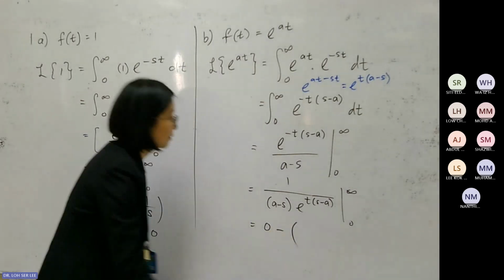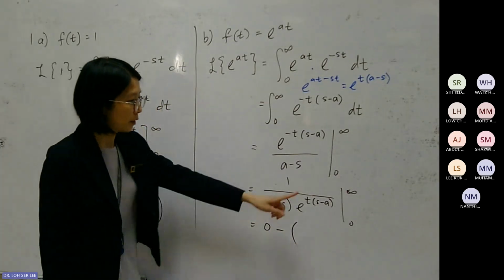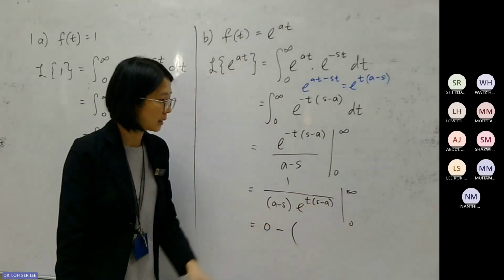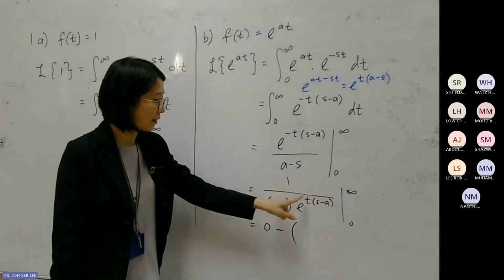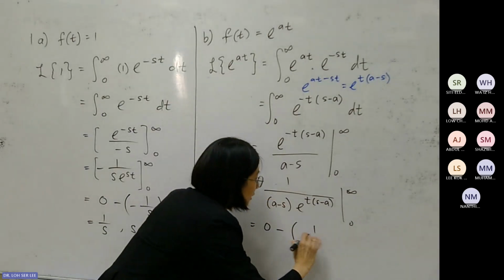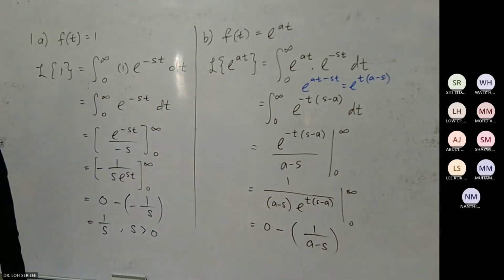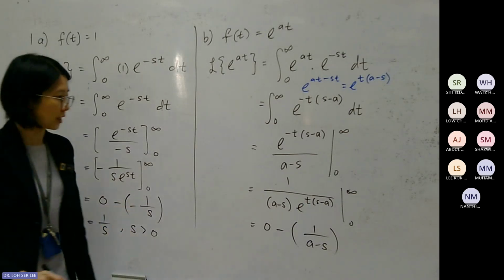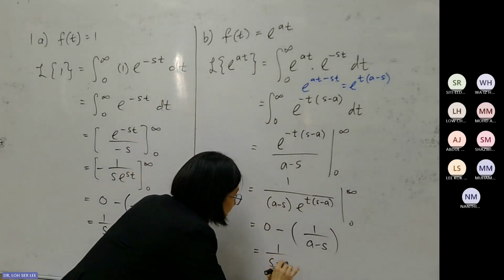Then minus, when you substitute 0 into t, you have e to the 0, which is 1. So you have 1 over a minus s. So that means this is 1 over s minus a, right?